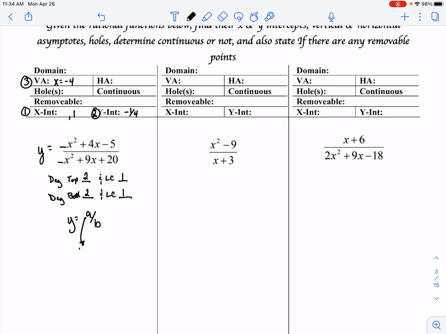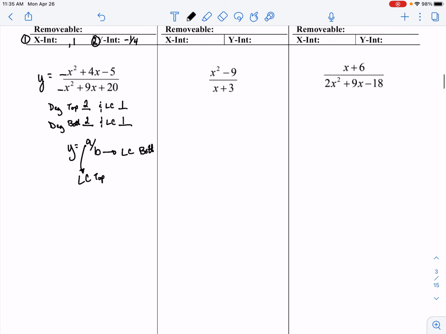where a is the leading coefficient of top, b is the leading coefficient of bottom. So it'll be simply 1 over 1, and we get 1.